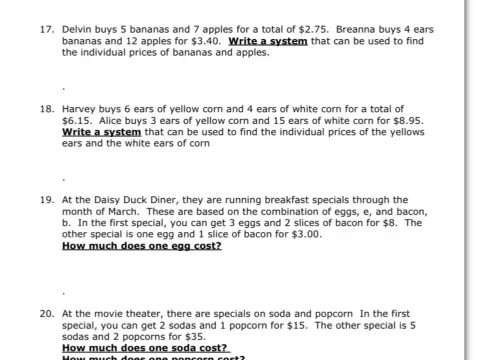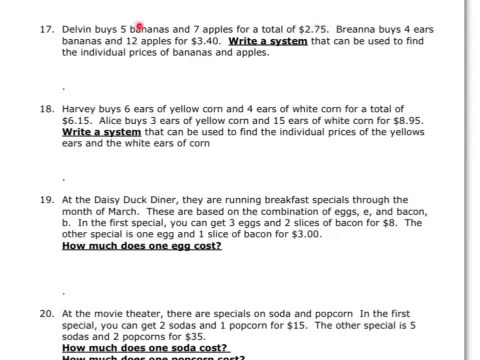17. Delvin buys 5 bananas and 7 apples for a total of $2.75. Brianna buys 4 bananas and 12 apples for $3.40. Write a system that can be used to find the individual prices of bananas and apples. Well, there's a little typo here. It's not 4 ears bananas, so that doesn't mean anything. I've already had a few students ask me what that is. That's just a typo.